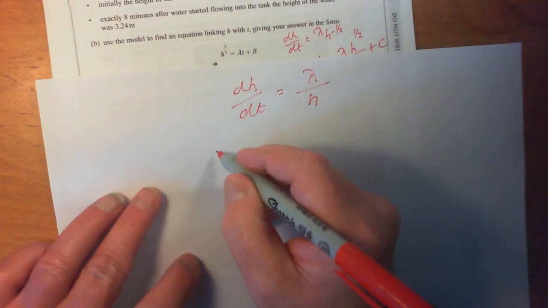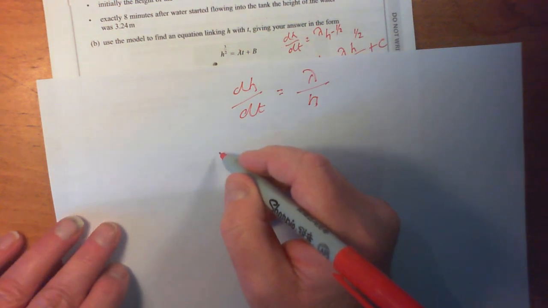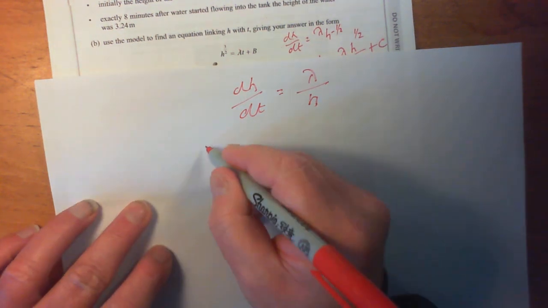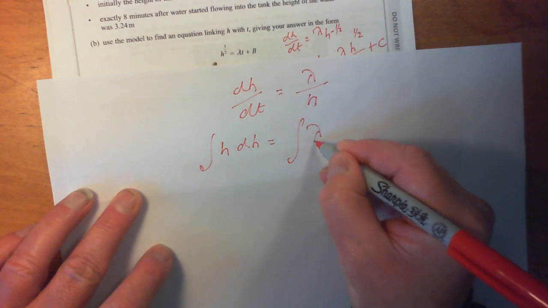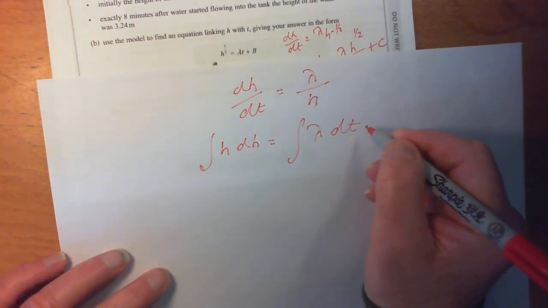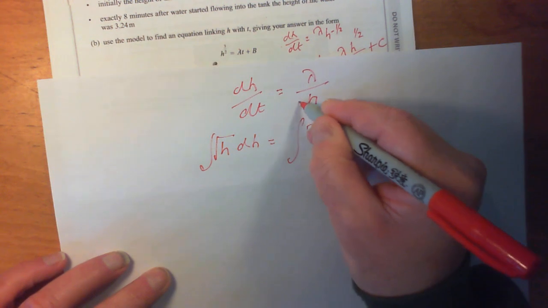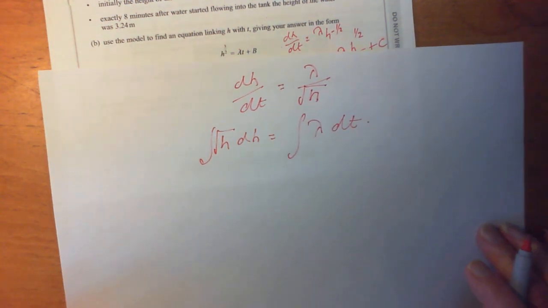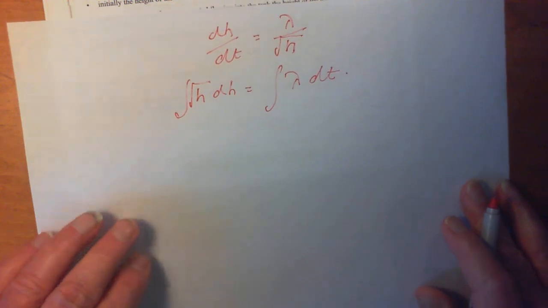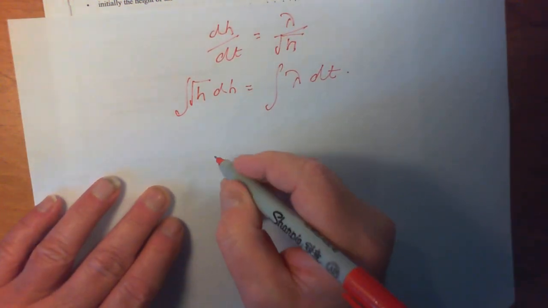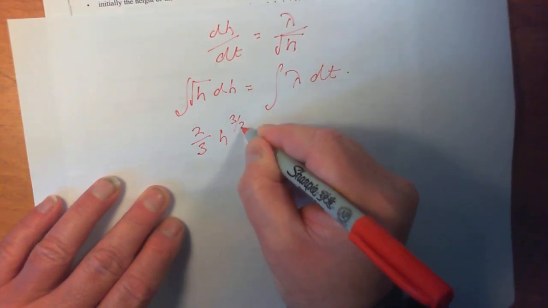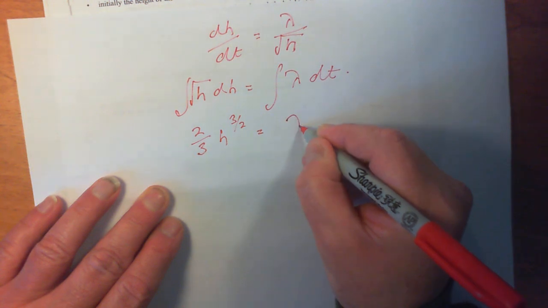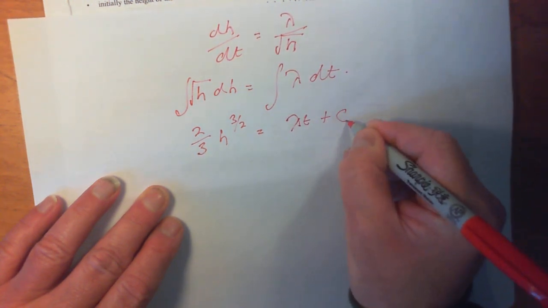And then you separate the variables out, so you end up with h dh equals square root. Right, yeah, sorry, square root there as well. So the next step is quite crucial actually, which is 2/3 h^(3/2) equals lambda t plus c.